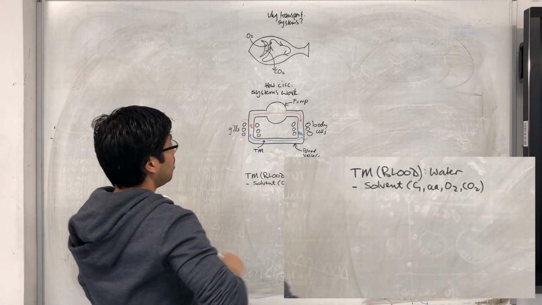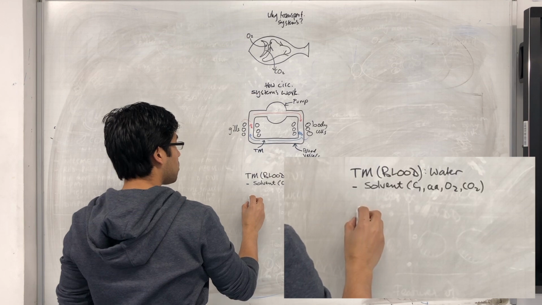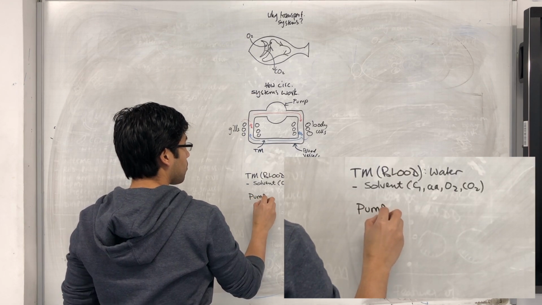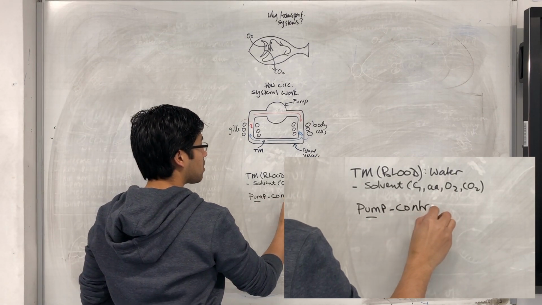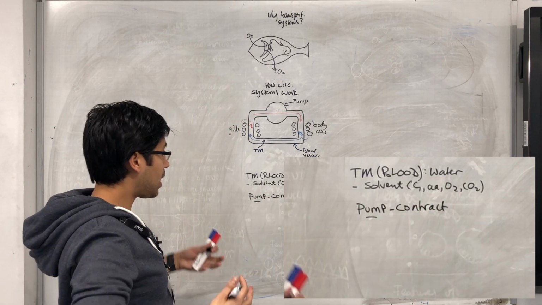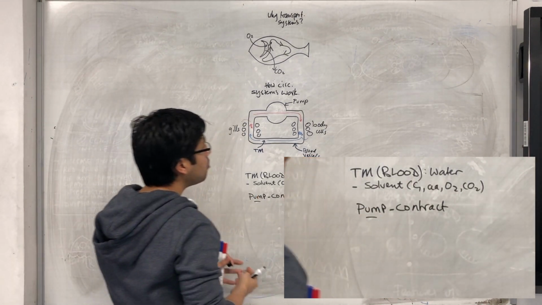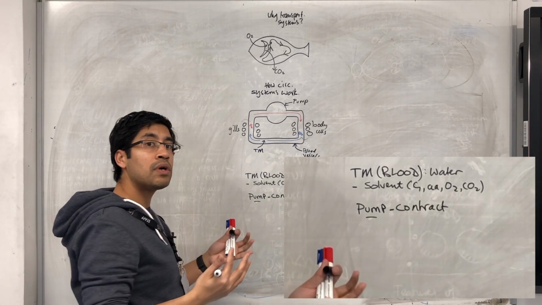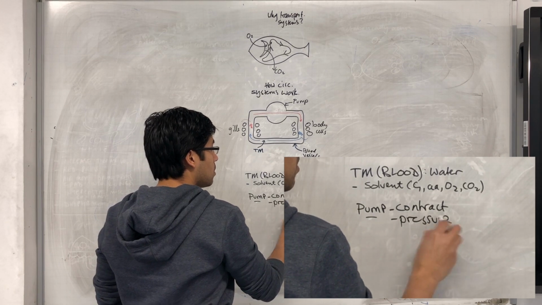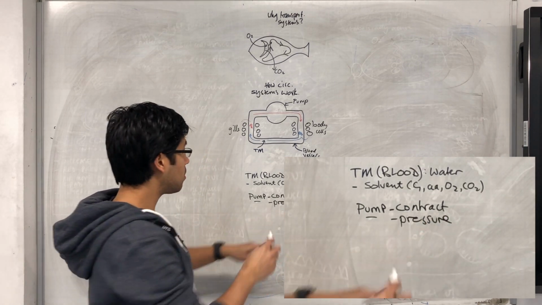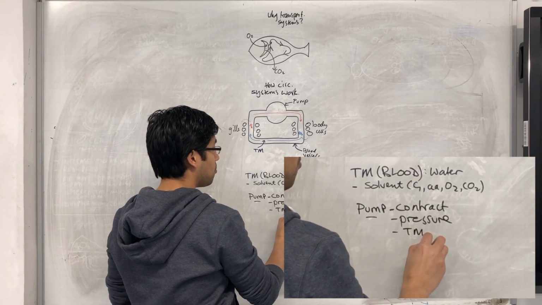Next, we have the tubes. Actually, we'll come to the tubes next, but we'll discuss the pump first. Now, the job of the pump is to contract. It's muscular, and it contracts and rapidly reduces the volume of its compartment, increasing pressure. It increases the pressure on the transport medium.